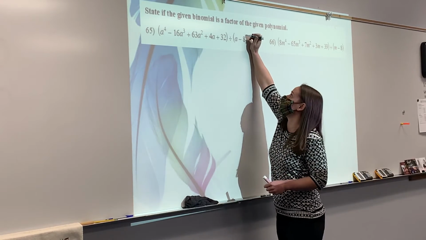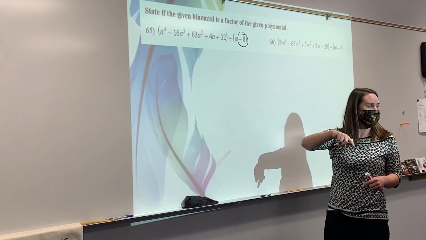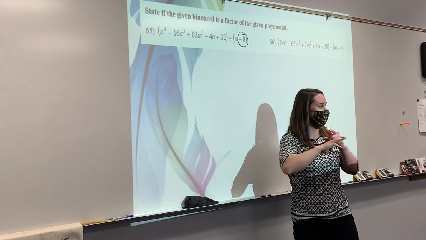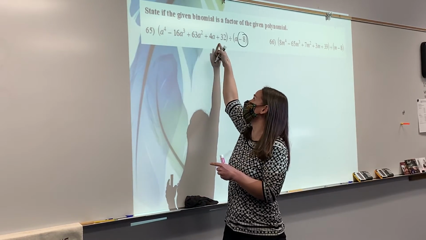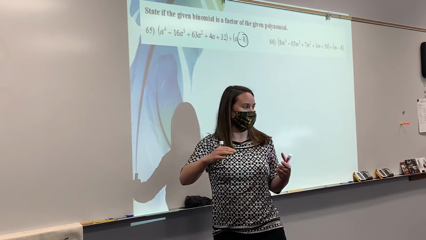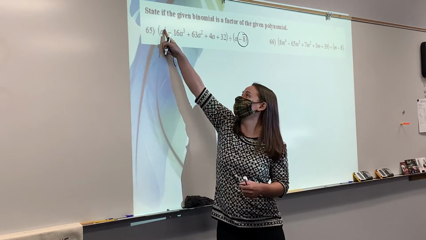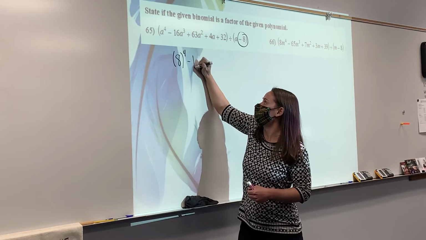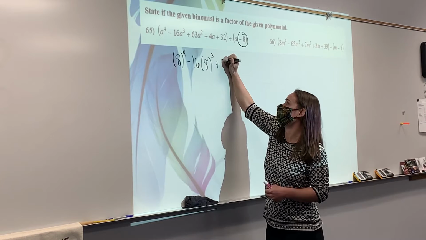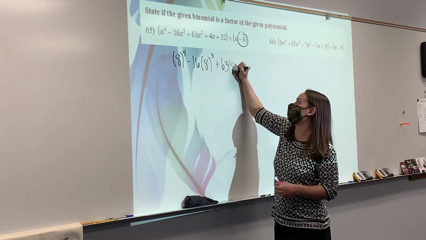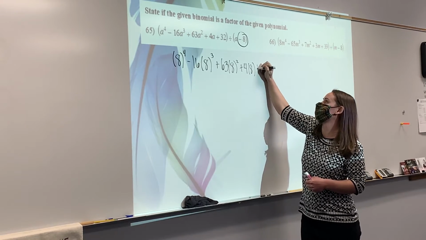Whatever this number is right here, you can take the opposite of it, which would be just the number positive 8, plug it in, and if you get 0, it's a factor. So I would have 8 to the 4th power minus 16 parentheses 8 cubed plus 63 8 squared. Does anyone need a reminder on how to do this on the calculator?